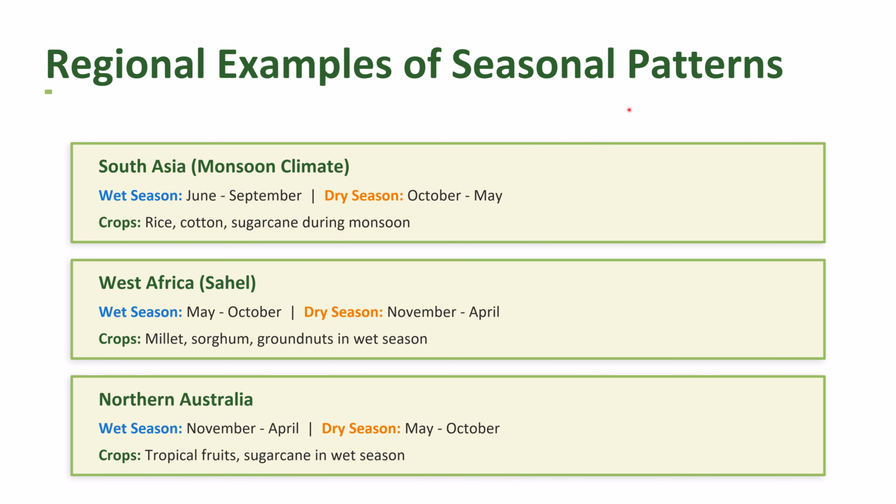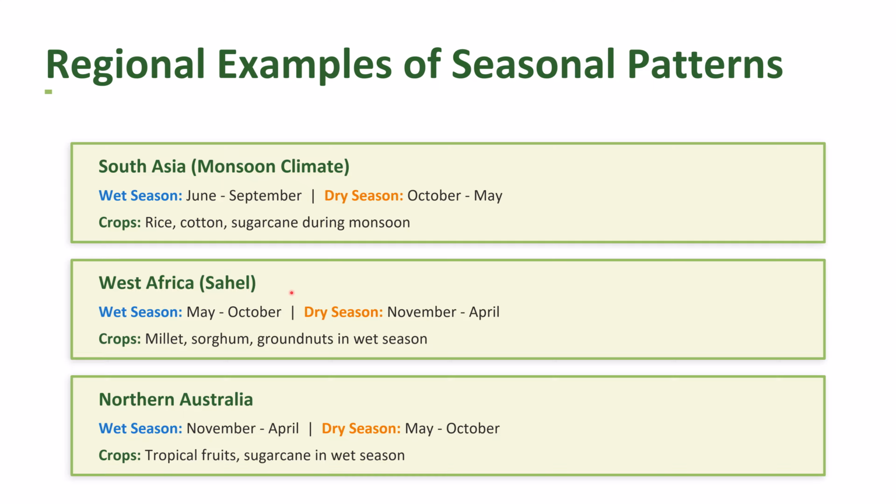Regional examples of seasonal patterns. To see how weather and climate actually affect farming, let's look at three different regions around the world. These examples show why farmers must match their crops to their local seasons. South Asia, monsoon climate. In this monsoon climate, the heavy rains from June to September are perfect for thirsty crops like rice, cotton, and sugarcane.